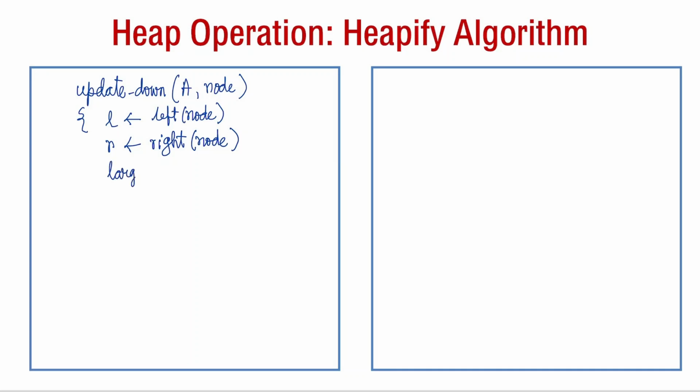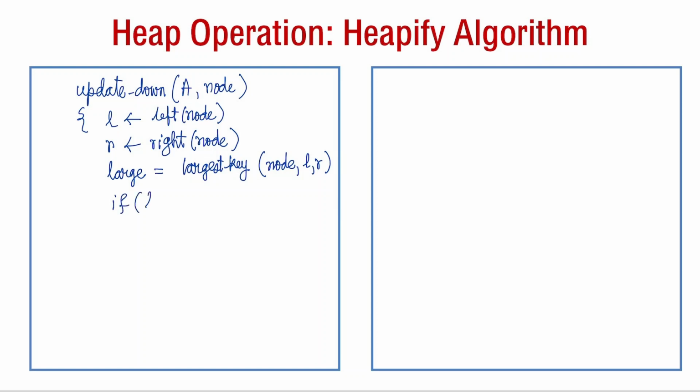Then we find the larger of these. The largest node is the one with the largest key value among node, L and R. So this node is the largest among its L, R. If the largest node among all of these three is the node itself, then there is nothing to do because the heap property is maintained.